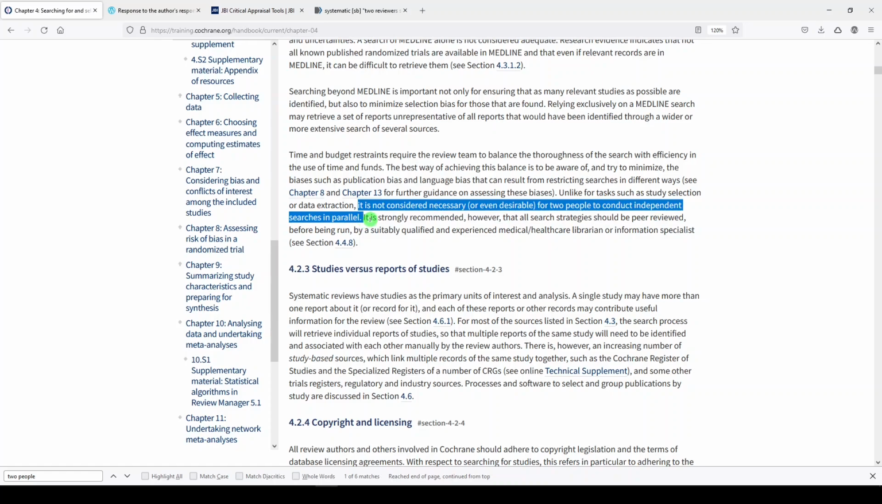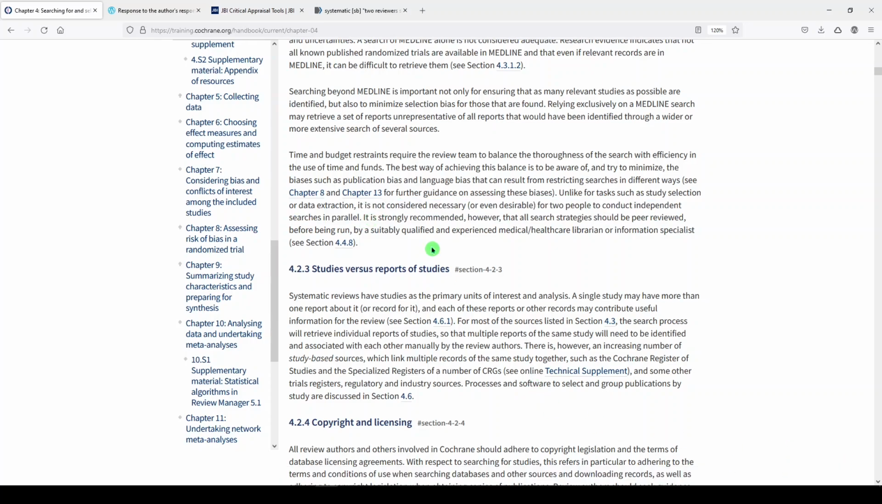And that's because the search needs to be run on the same day by one person so that you're getting systematic results from every resource you've searched. And the searches need to be systematic, but that's a topic for another day. And so they are recommending strongly that only one person carries out the searches.